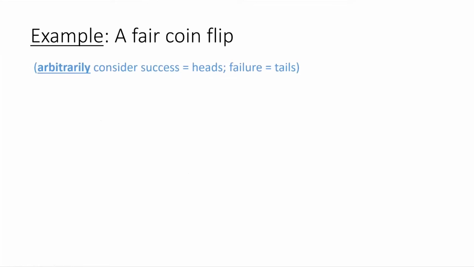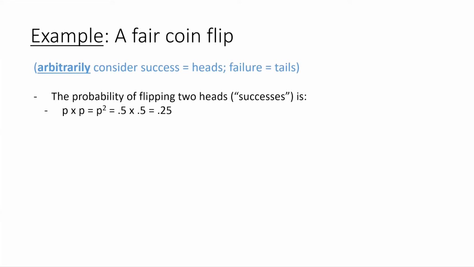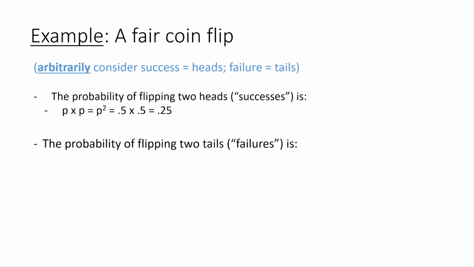So a good example is a fair coin flip. Again, we arbitrarily decide whether heads or tails is a failure. In this case, we're going to say heads is a success. We want to get heads, and tails is a failure. So the probability of flipping 2 heads, or getting 2 successes, is P times P, which is equal to P squared. So 0.5 times 0.5, 0.25. The probability of flipping 2 tails, or getting 2 failures, is Q times Q. So a tail times a tail, again, 0.5 times 0.5, 0.25.